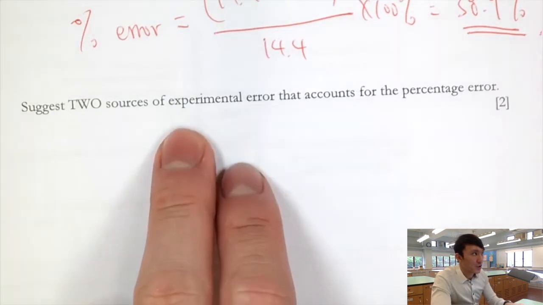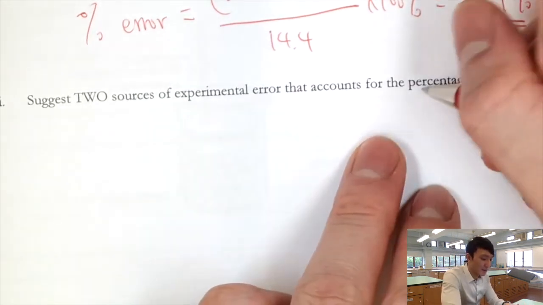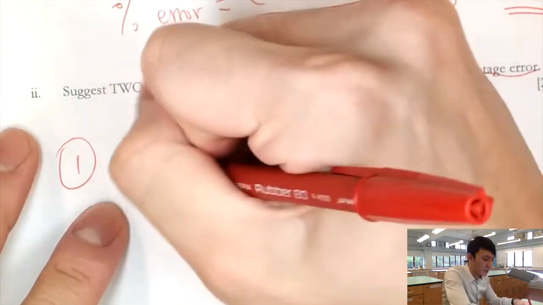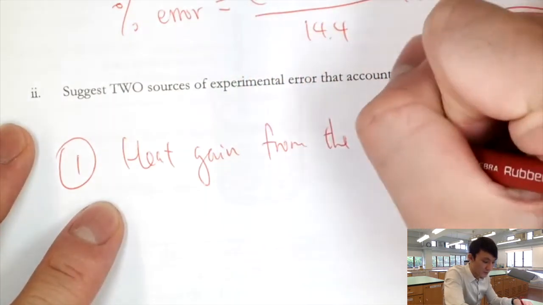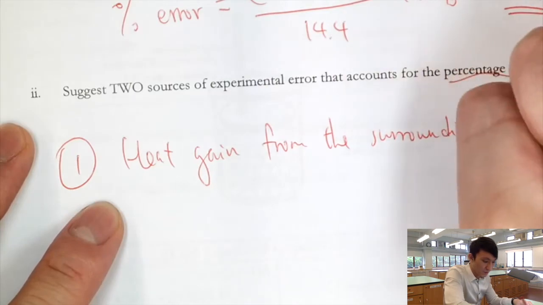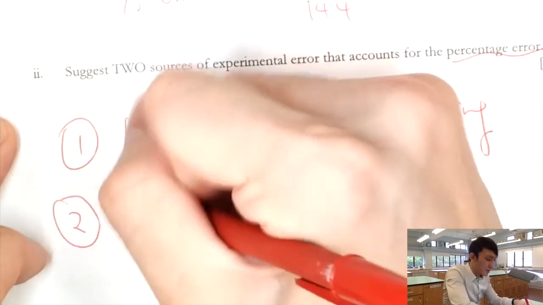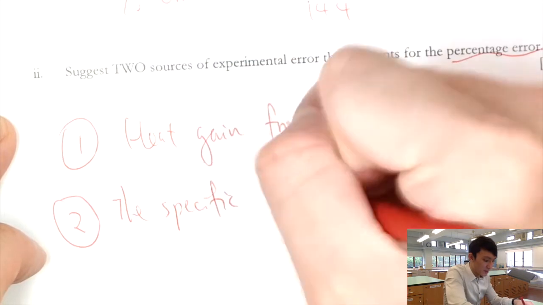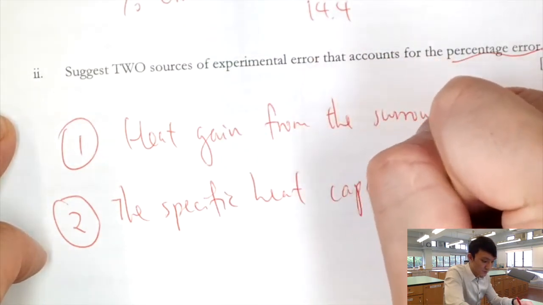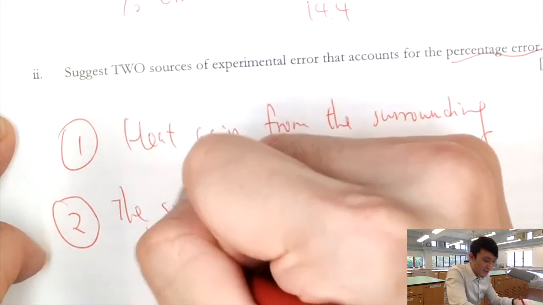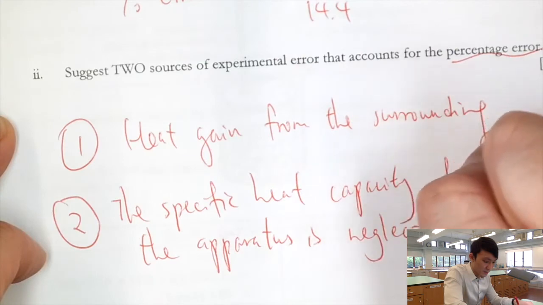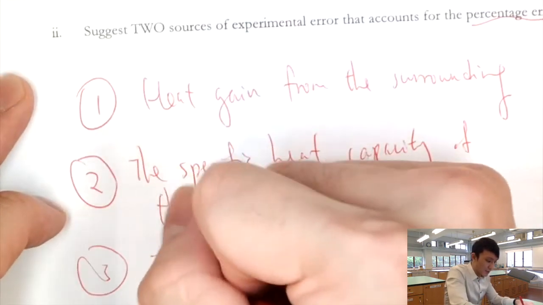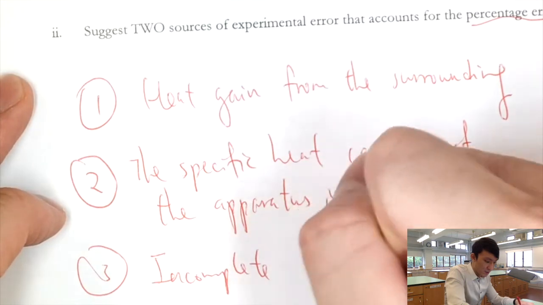And lastly, two sources of error that account for the percentage error. So it could be a lot of possible situations. We can have heat loss, heat gain. Okay, this time heat gain from the surroundings. We can have the specific heat capacity of the apparatus is neglected, we can have incomplete dissolution.